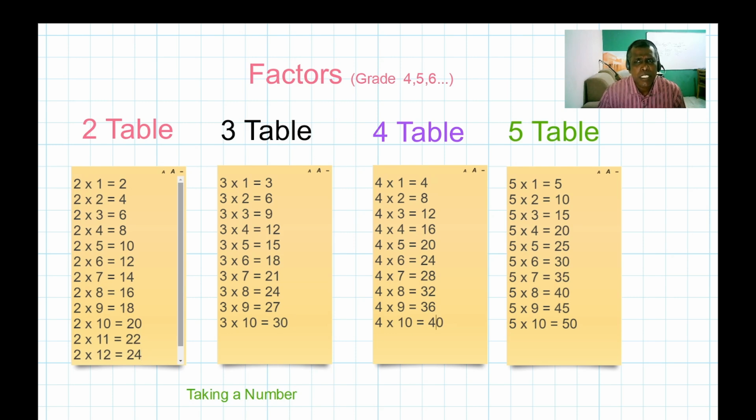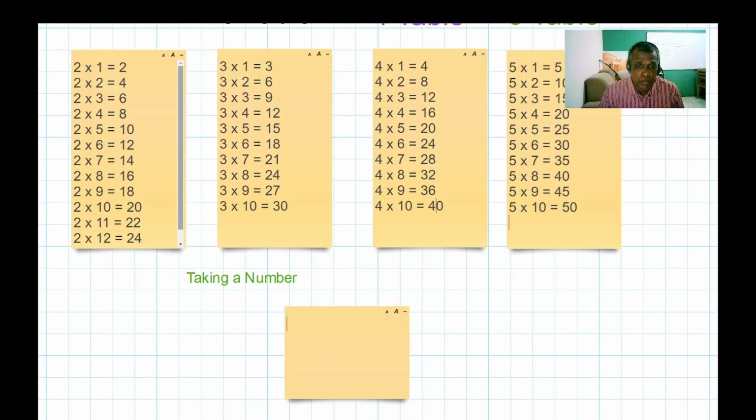In the factors, first of all, I already have created some tables. That's the 2 table, 3 table, 4 table and 5 table. 2 times 1 is 2. All the things we know about that. The 4 tables we know. All the things we know about that one. So let's think something. I am going to take a number from this.